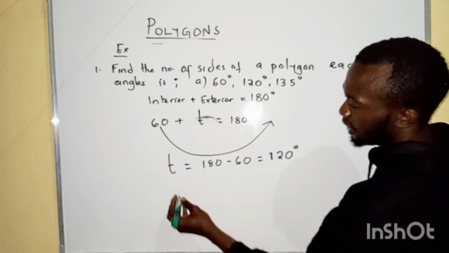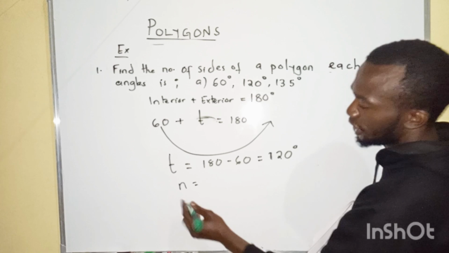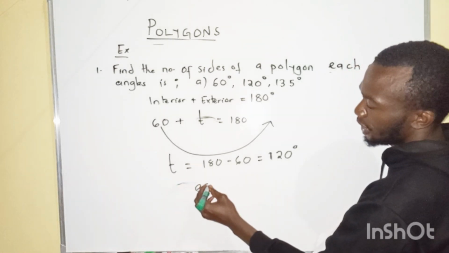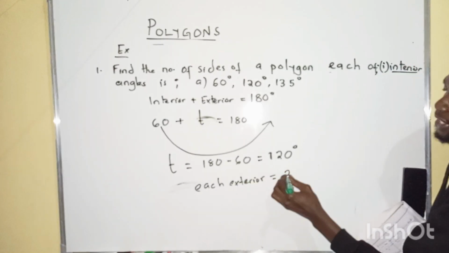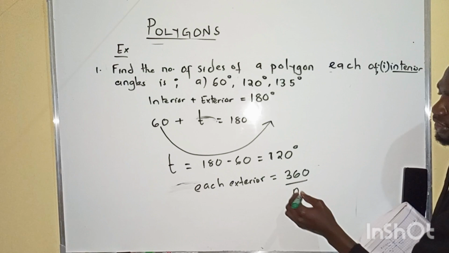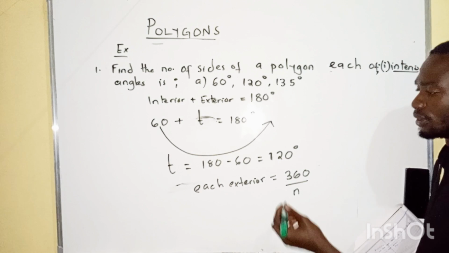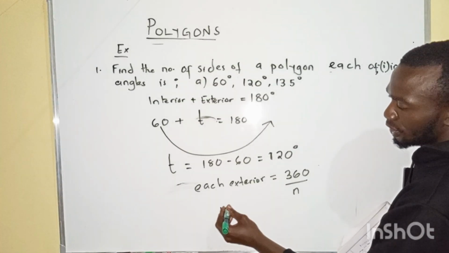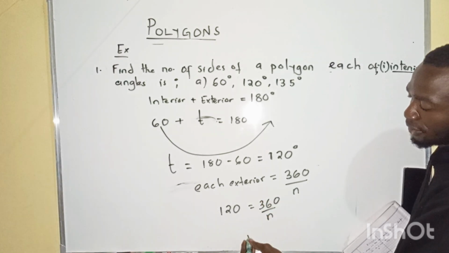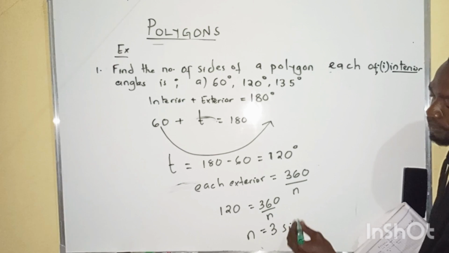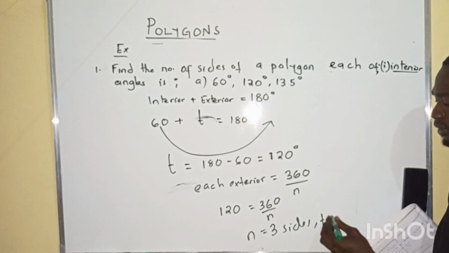So to get the number of sides of a regular polygon, we know that each exterior angle is equal to 360 over the number of sides, n. That is the formula I gave before. So each exterior is 120, so 120 is equal to 360 over n. So the number of sides is equal to 3. And what is the name of the polygon with 3 sides? It is a triangle.